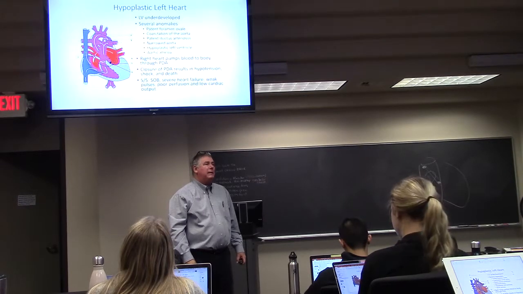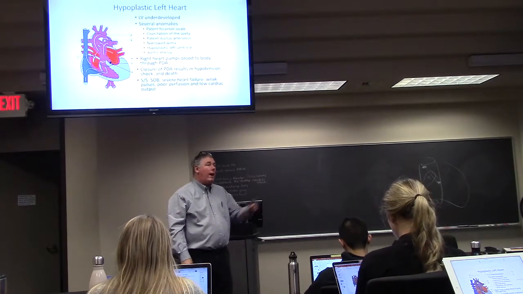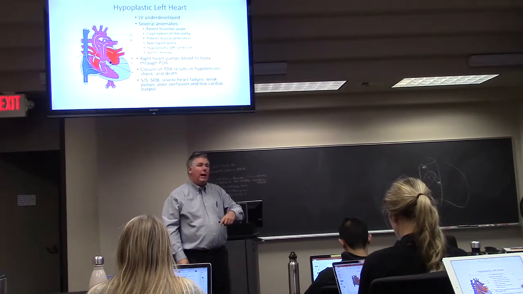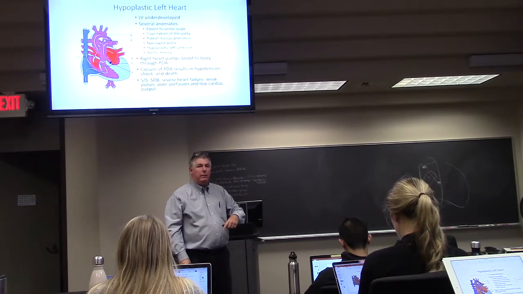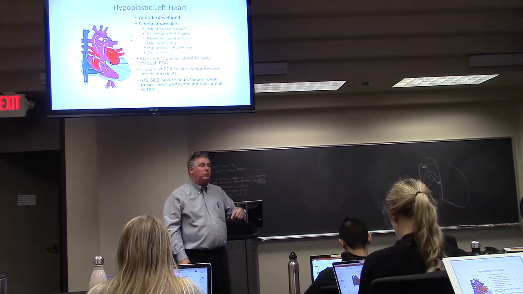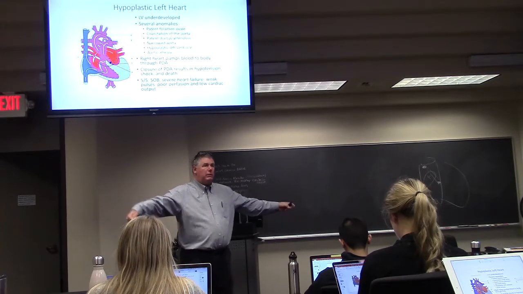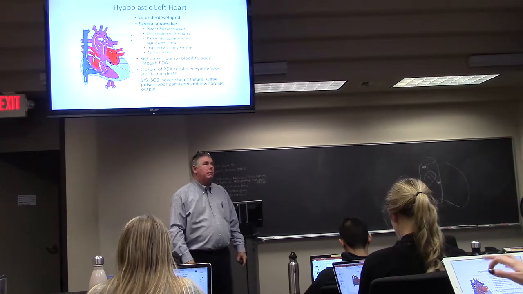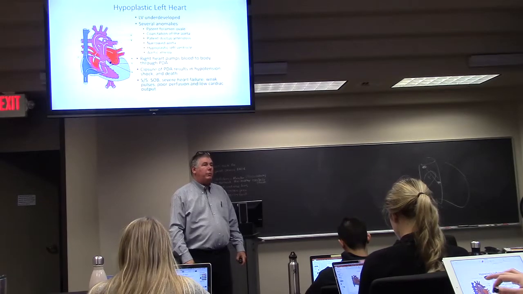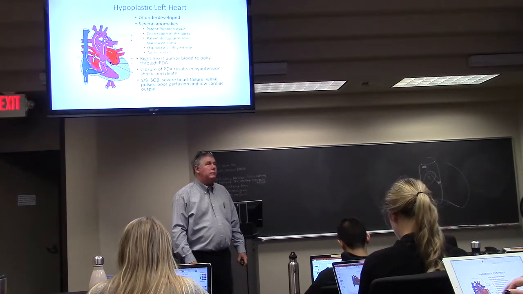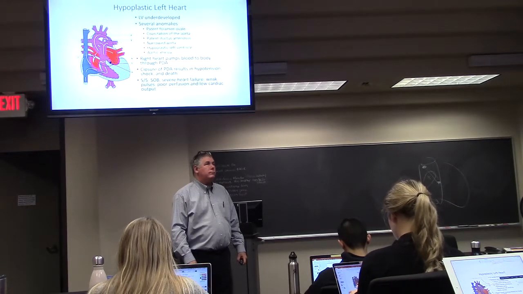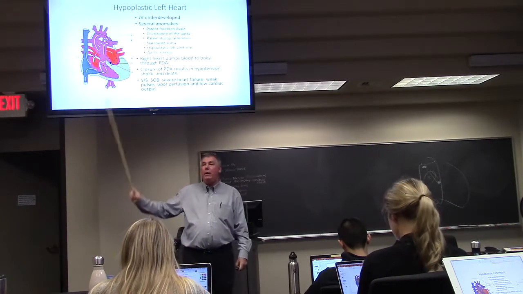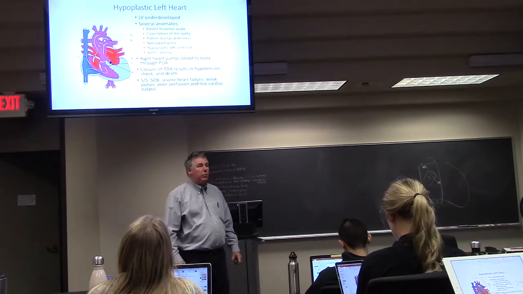With a hypoplastic left heart, it's the right heart that has to supply the whole body, both the lungs and the rest of the body. And it has to do that through the PDA. As it says down here, closure of that PDA is going to result in death.